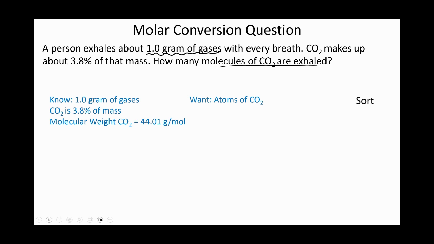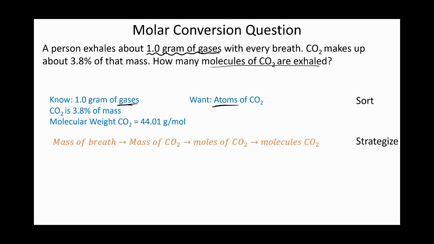And so in terms of our strategize, if we know we're starting with a mass in grams and we want to end up at atoms, we can just use that roadmap on our last slide to tell us how we're going to get from A to B. So we'll start with the mass of a breath, because that is all gases. And then we're going to move towards our mass of CO2.